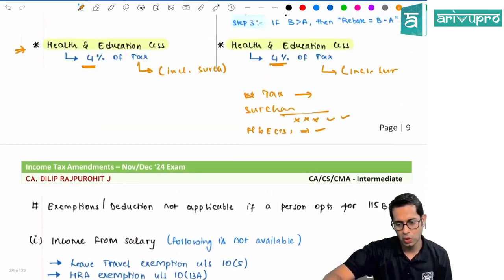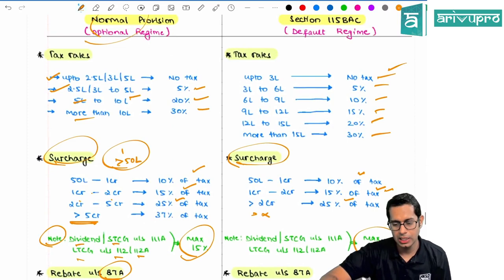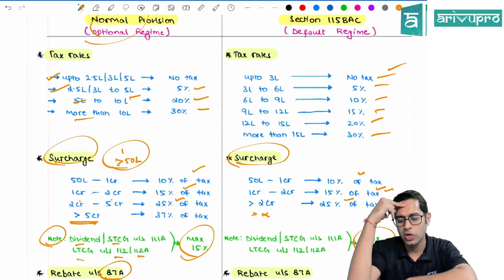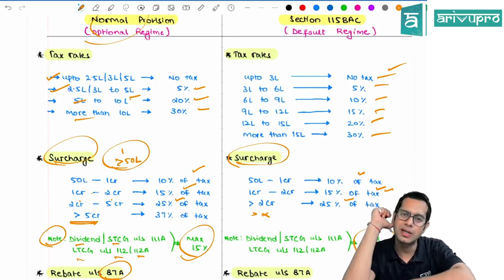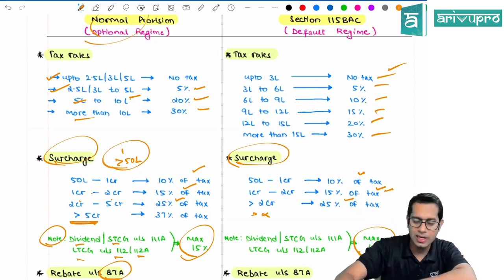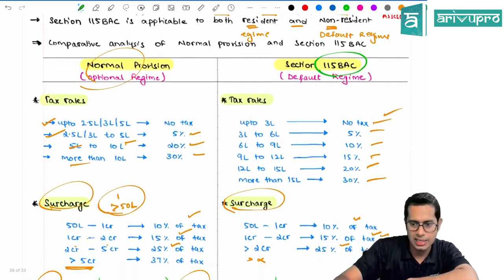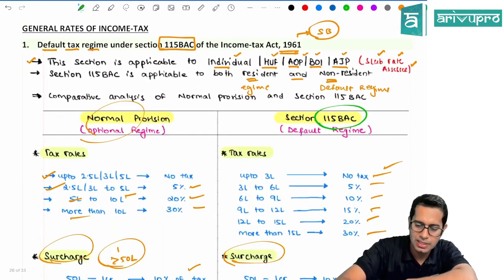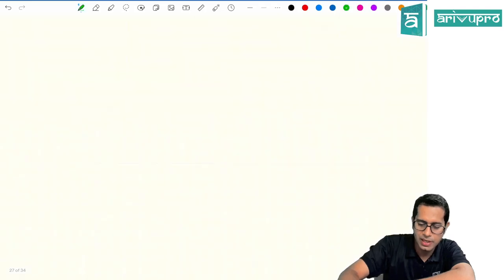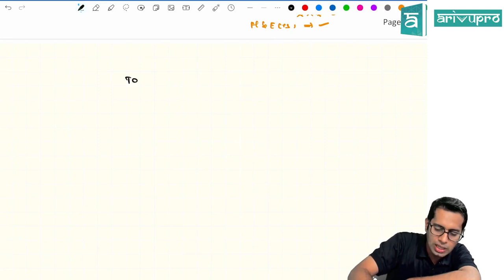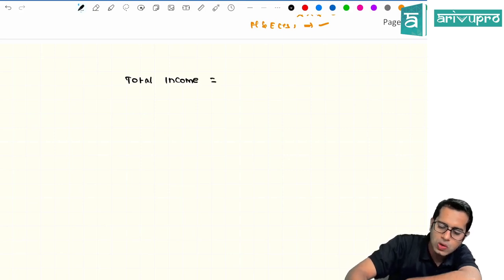Now, sir, by seeing all these things, what I understood. What did you understand? That, sir, 115 BAC is better. How is it better? Sir, see, sir, if my income is 15 lakh, let us take an example. By seeing all these things, what do you feel? That 115 BAC is better. And how do you say it is better? Sir, let us take an example, sir. Say, let us say my total income is 10 lakh.